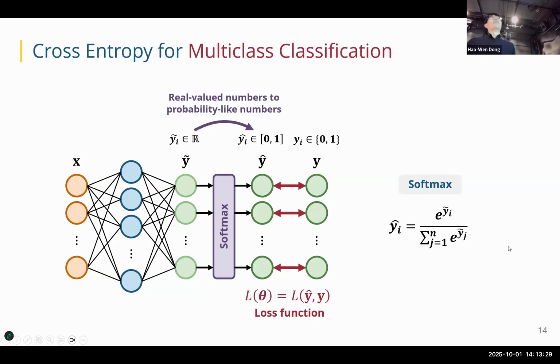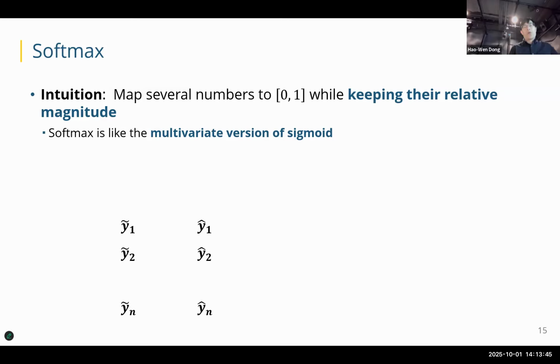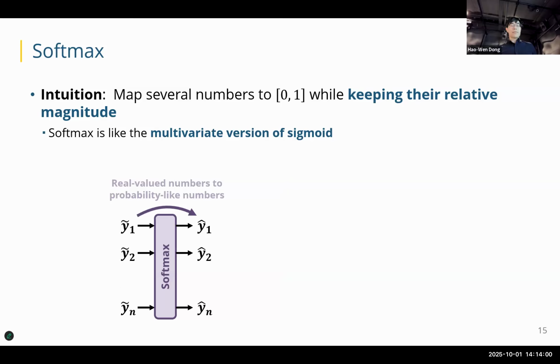This is, again, mathematics. You basically take the exponential, then sum them up and do the normalization. Staring at it, it looks very ugly. But all you need to know is the intuition: map a bunch of numbers so that you can keep their relative magnitudes. So this is like an example, I believe.